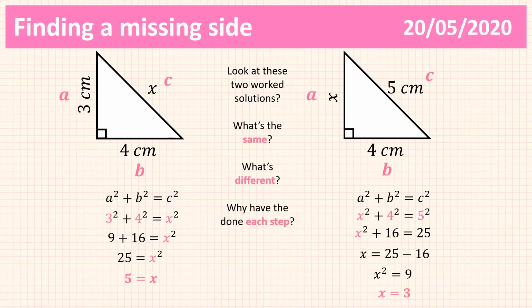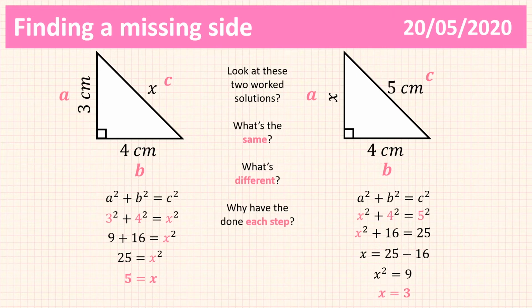I'm Mr. Chowdhury and today we're going to be looking at finding the missing side of a right angled triangle using Pythagoras theorem. Now if you haven't already watched our first video, I suggest you go and watch that so you can understand where Pythagoras comes from, and once you've done that you can come back and watch this video.